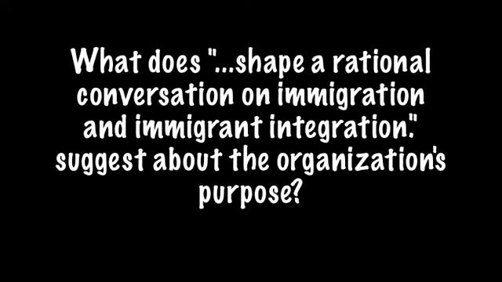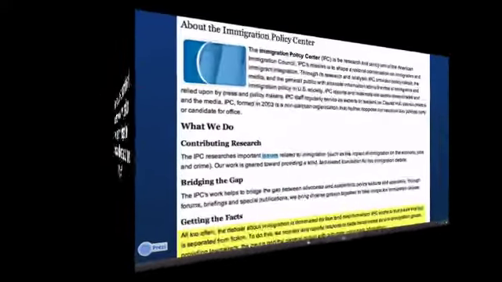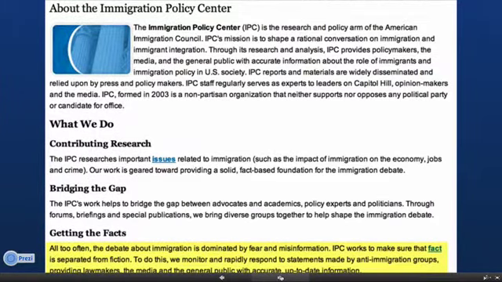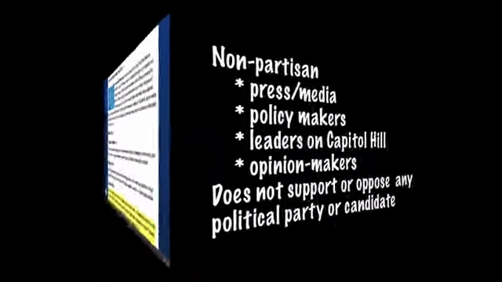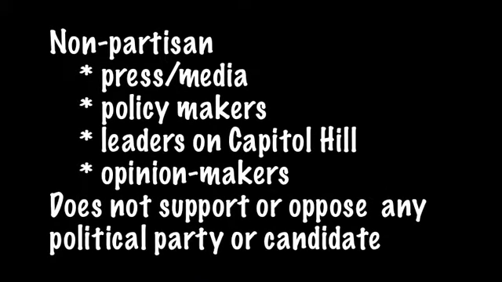So it says it's a research and policy arm of the American Immigration Council, and its mission is to shape a rational conversation on immigration and immigrant integration. Through its research and analysis, the IPC provides policymakers and the media and the general public with accurate information about the role of immigrants and immigration policy in U.S. society. IPC reports and materials are widely disseminated and relied upon by press and policymakers. IPC staff regularly serves as experts to leaders on Capitol Hill, opinion makers, and the media. IPC formed in 2003 as a nonpartisan organization that neither supports nor opposes any political party or candidate for office.